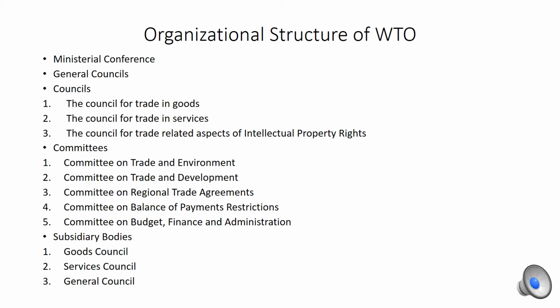The next one in line is committees. Now, what type of committees are there? Trade and environment, trade and development, regional trade agreements, balance of payments restrictions, and then the committee on budget, finance, and administration. Now, what are the other subsidiary bodies? They are dependent on the goods, services, and general councils. I hope everybody is understanding this, as the name signifies what it is all about.